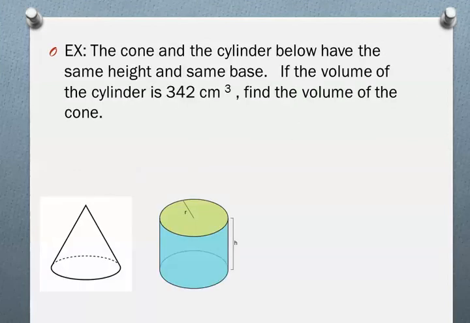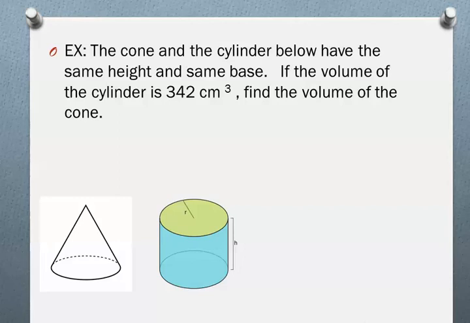And finally, our last example, Example 5. We have a cone and a cylinder below that have the same height and the same base. If the volume of the cylinder is 342 centimeters cubed, find the volume of the cone.